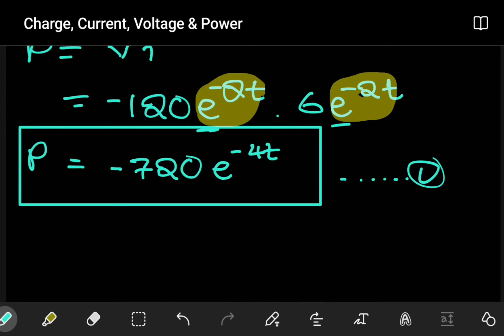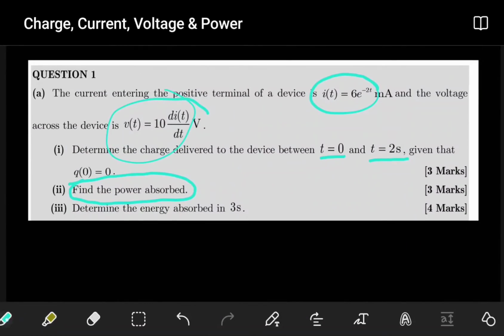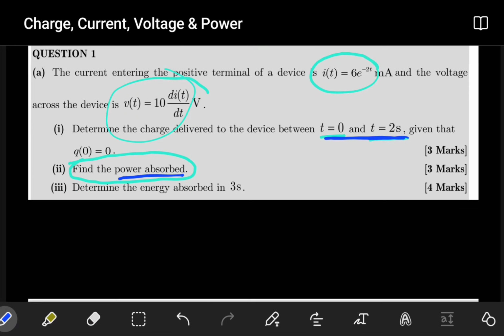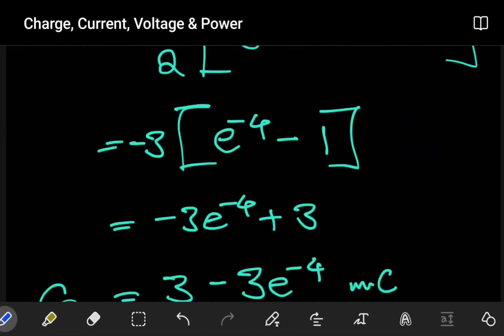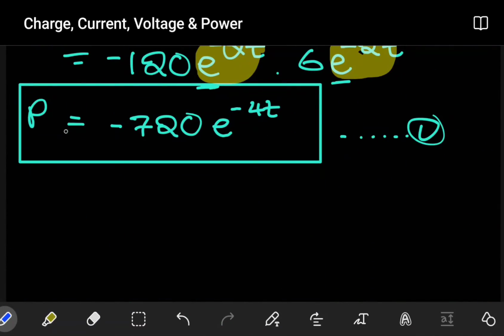Now, let's say we wanted to find the power in a specific amount of time. For example, this question here is just saying, determine the power, find the power absorbed. So if they wanted us to find the power absorbed during this time, since we have a specific amount of time, the power absorbed will end up being the power absorbed at exactly 2 seconds. So this is at t equals 2 seconds.